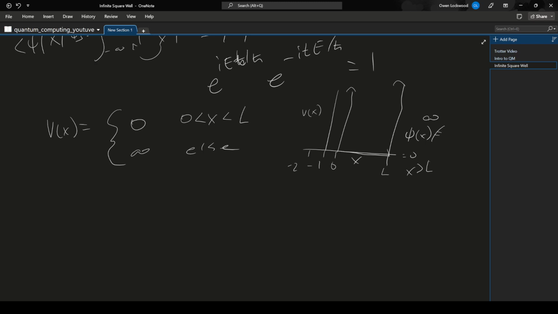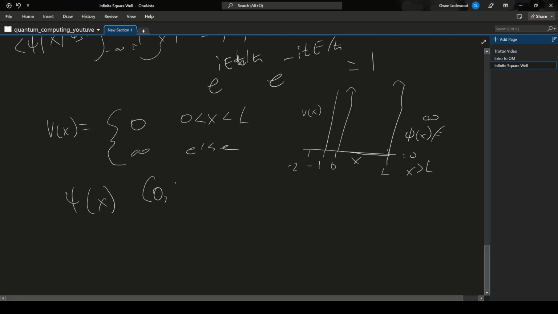So what does that mean? Well, that means that we only really have to care about this wave function, which is time independent. The potential is time independent, so we're just going to be ignoring time for now. We'll bring it in later. This wave function we only really care about from 0 to L, because outside of it, the particle won't be there.